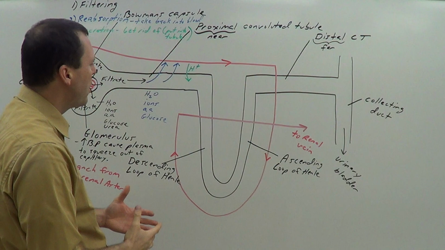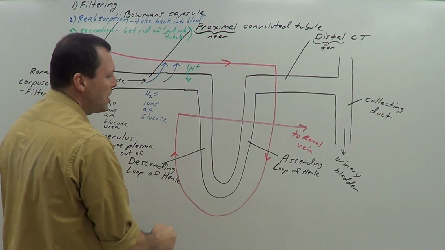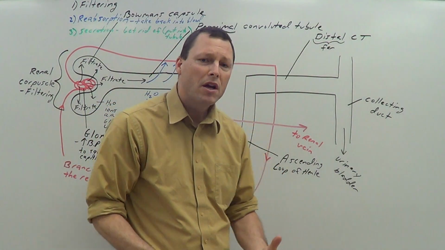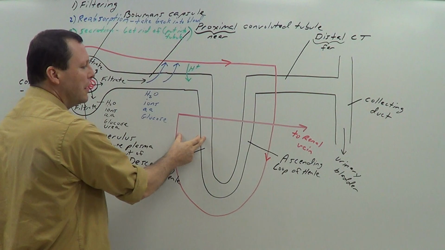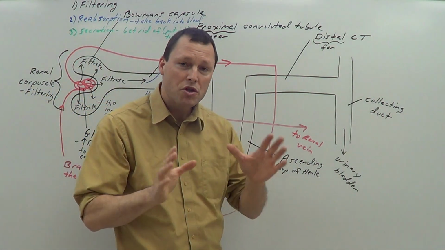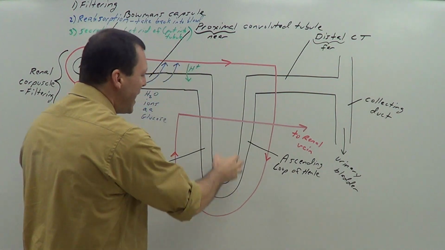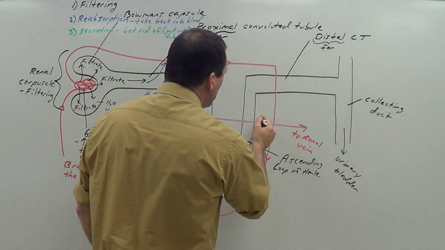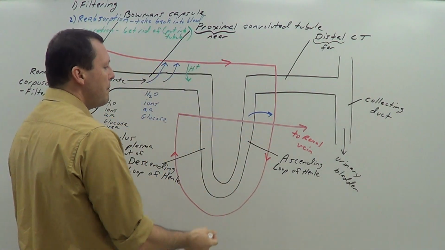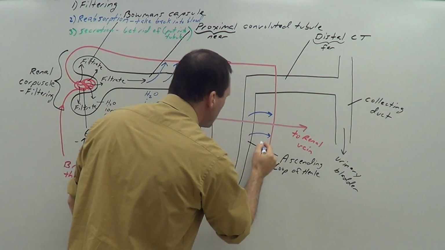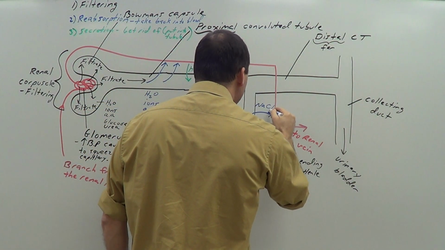Now, the next thing I want to talk about is the ascending loop. All right, we're going to skip the descending loop for just a minute because the ascending loop is going to make it possible for the descending loop to do its job. So let's go ahead and start with the ascending loop. Now, with the ascending loop, we're going to lose salt, sodium chloride. So let's go ahead and write that down, NaCl.